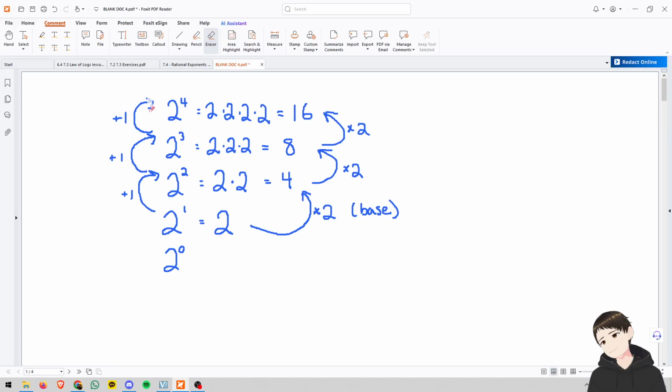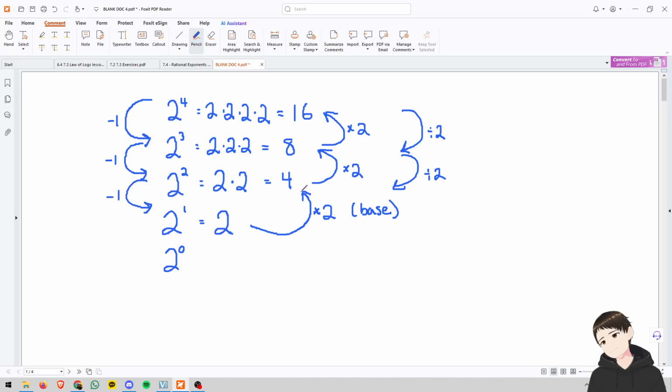Okay? So erasing this, if I go up an exponent, I am multiplying by a 2. But what if I go down an exponent? So once again, if I'm going up an exponent, I multiply by 2. So the opposite direction, if I subtract the exponent, I am dividing by a 2. So 16 divided by 2 is 8. If I go down an exponent, 8 divided by 2 is 4. If I go down an exponent, 4 divided by 2 is 2.